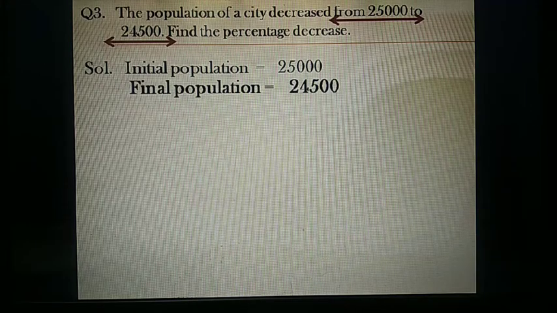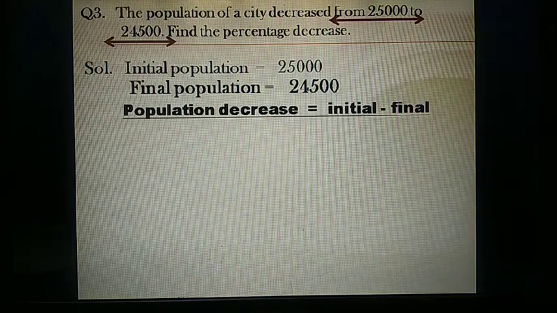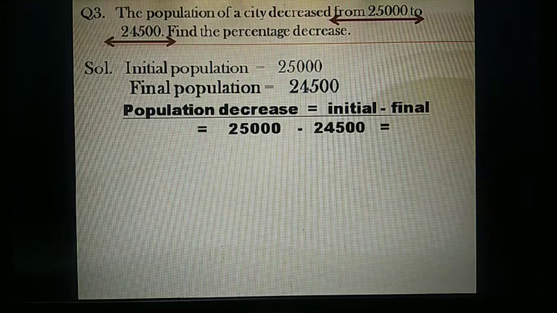To find out the percentage decrease, you have to find out the change. So to get the change, you will subtract. Here the initial value is greater, so we will subtract initial minus final. You will get the answer as 25,000 minus 24,500 as 500. This is the change in the population.